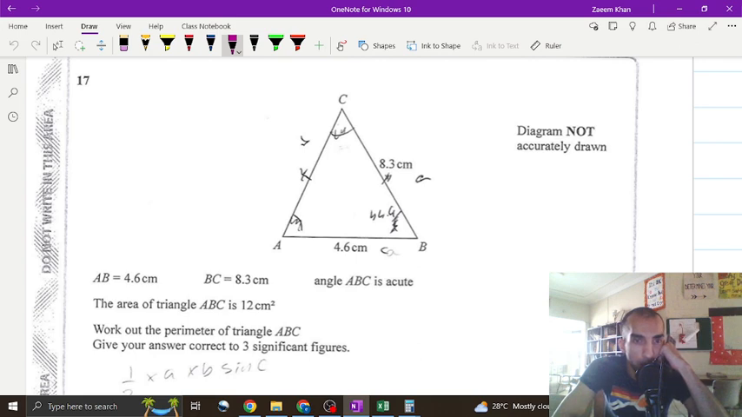What pops up in your head when you hear the words area of a triangle? Are you familiar with the formula for area of a triangle? What's the formula? Area of triangle is equal to?